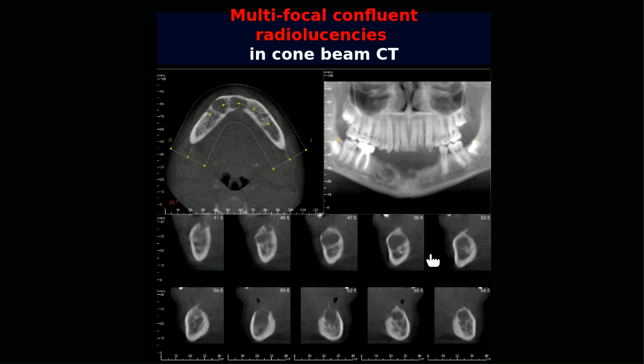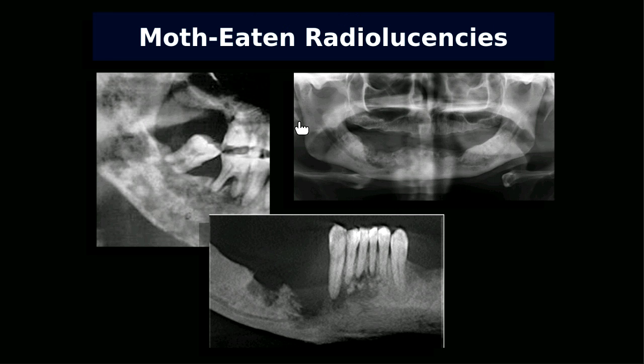And these are the 10 cross-sectional images of the cone beam. This is slice 1, 2, 3, 4, 5, 6, 7, 8, 9, 10. There's the buccal side and there's the lingual side. You will see exactly whether there's expansion, erosion, or bone is not healing. You can see that too. These are multifocal confluent radiolucencies, and it's a moth-eaten appearance, as we discussed before.